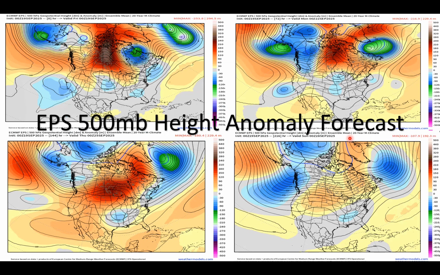All right, so now let's take a look and examine the latest EPS, the European Ensemble Prediction System. Let's take a look at the latest 500 millibar height anomaly forecasts, which shows us where the troughs and the ridges are located at the middle levels of the atmosphere. When I say 500 millibars, it's another way to say that is about 18,000 feet above mean sea level.